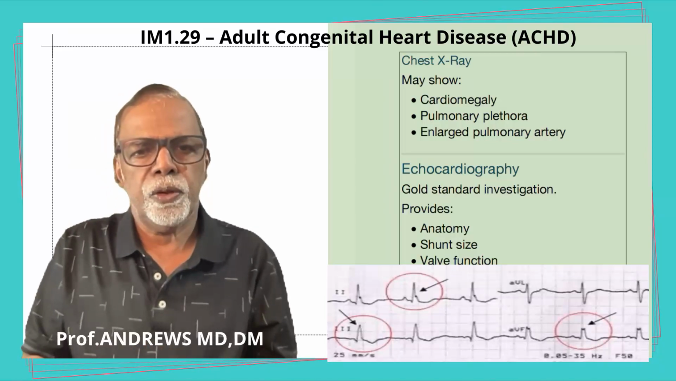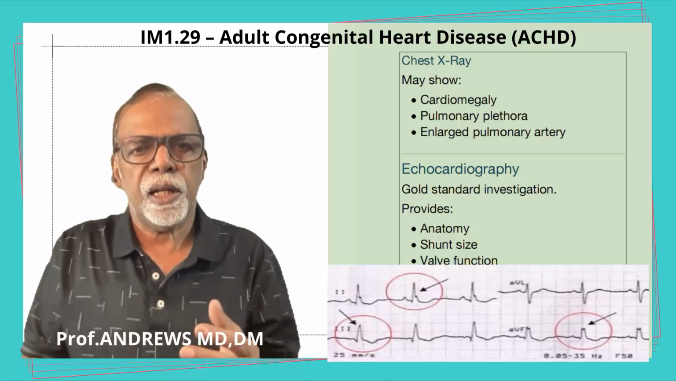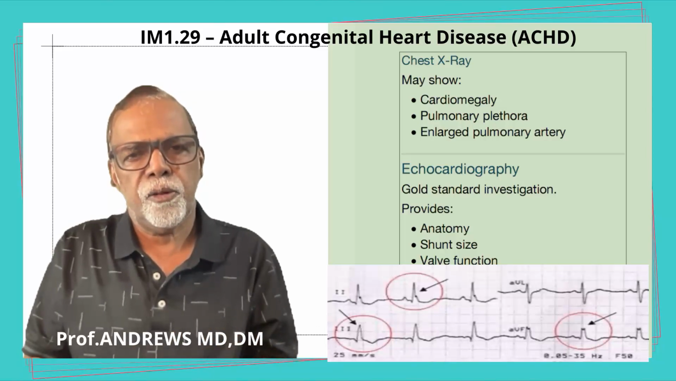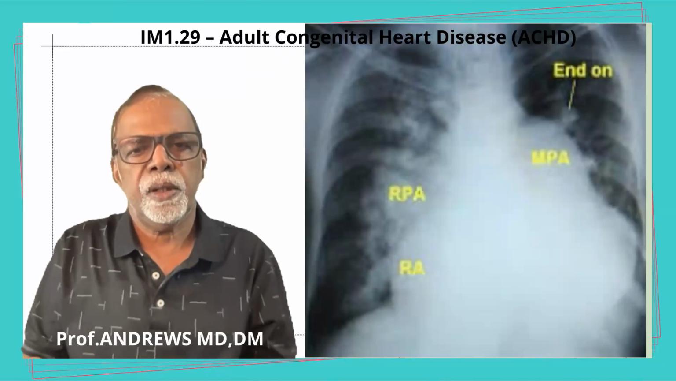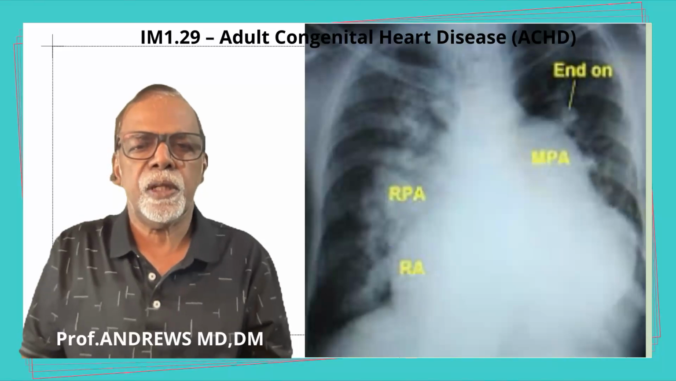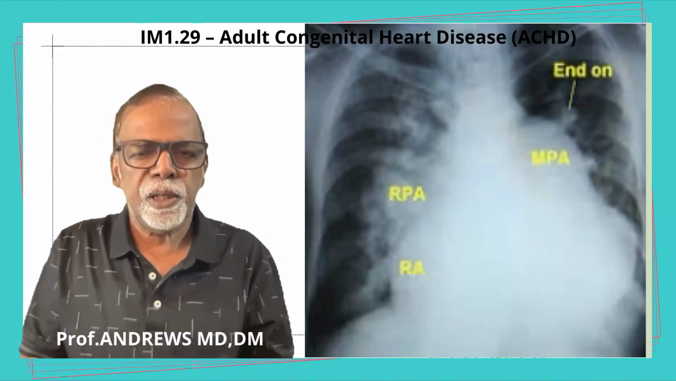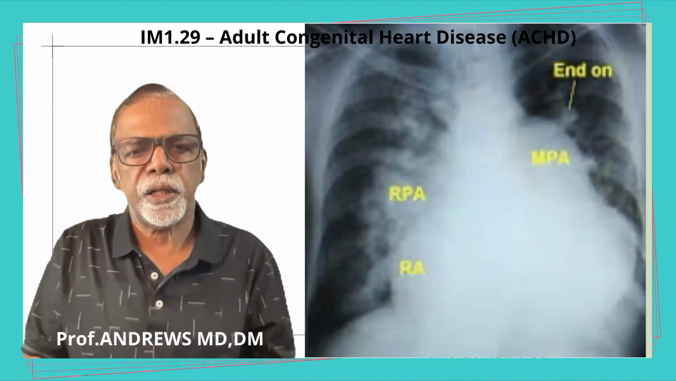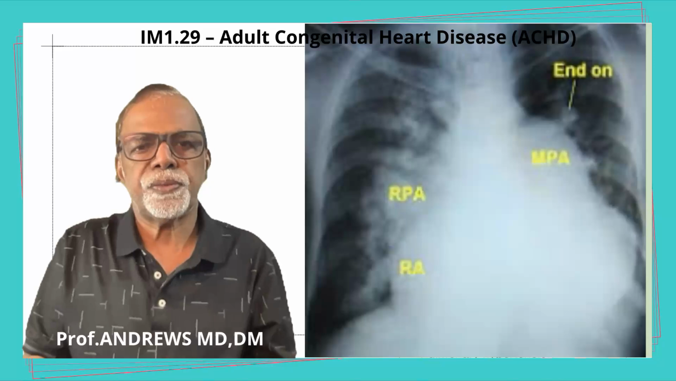So we go to the chest X-ray. Chest X-ray usually shows cardiomegaly in ASD. There will be pulmonary plethora. Enlarged pulmonary artery is an important finding. Echo is the gold standard. It provides anatomical diagnosis, the shunt size, valve function, and pulmonary pressures. Additionally, you may require transesophageal echocardiography, CT angiography, or catheterization.